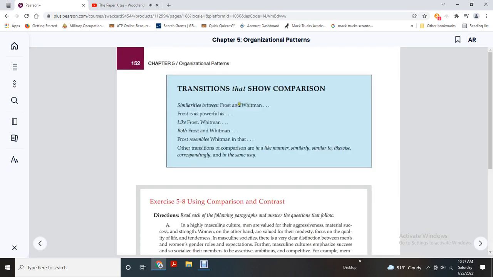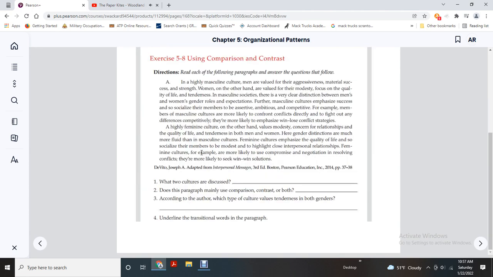Now, transitions that show comparison. Similarities between Frost and Whitman: Frost is as powerful as Whitman; like Whitman, Frost; both Frost and Whitman; Frost resembles Whitman in the fact that. Other transitions of comparison are like, in the same manner, similar to, likewise, and correspondingly, in the same way. We'll skip exercise 5.8.